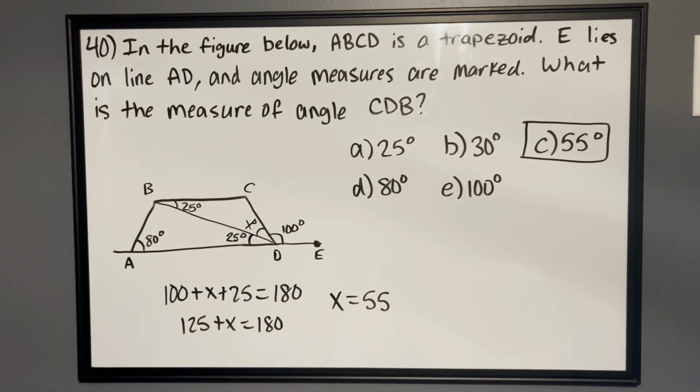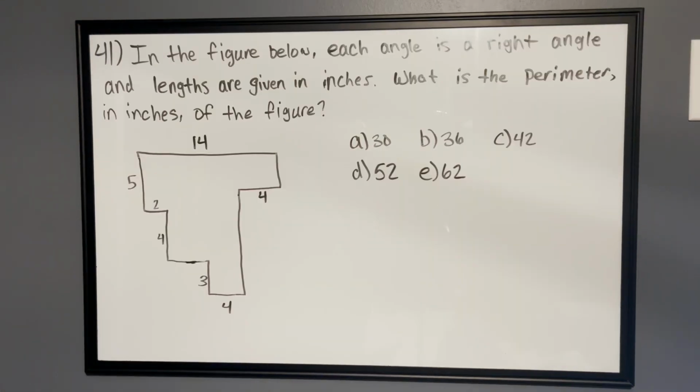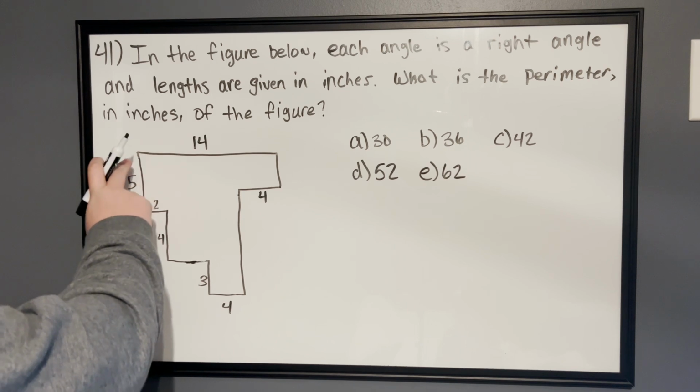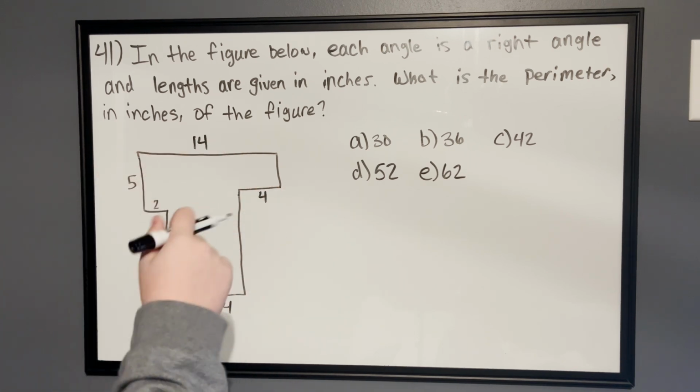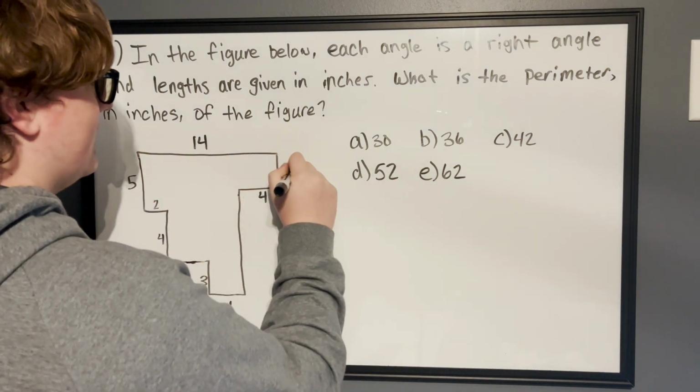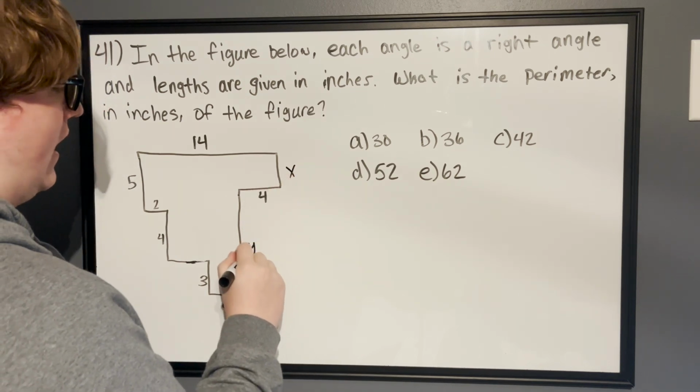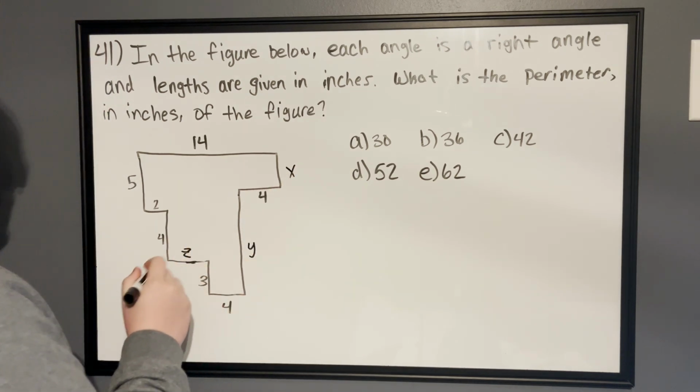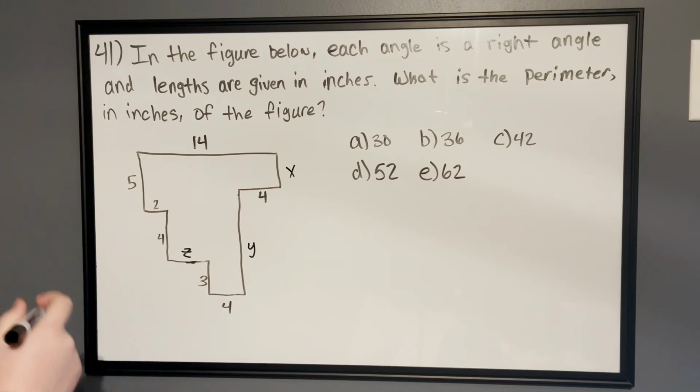Let's move on to question number 41. All right, so here we have question number 41. It says in the figure below, each angle is a right angle, and the lengths are given in inches. What is the perimeter in inches of the figure? So we're going to use the information that we have to figure this out. So we know that first we're going to look at what sides we're even missing. So we're missing x, we'll call this x here, we're missing y here, and we're missing z here. Those are the three side lengths that we're missing to find the perimeter.